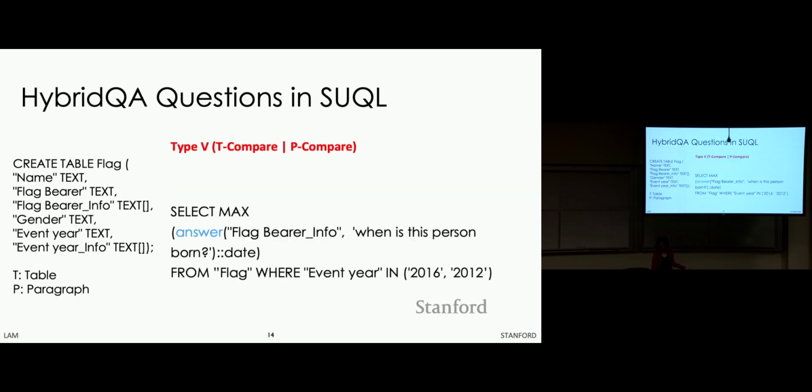What about this one? How about this one? Yes. It's the youngest flag bearer that was competing between 2012 and 2016. Exactly. Given these two events, when was the younger flag bearer born? Because I'm taking the max on their date. The max on the date is the youngest person.